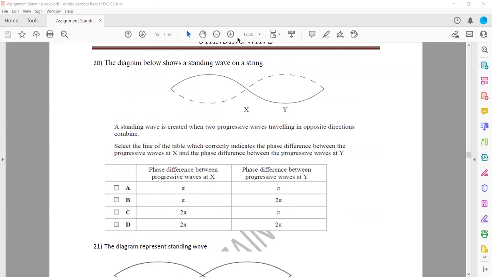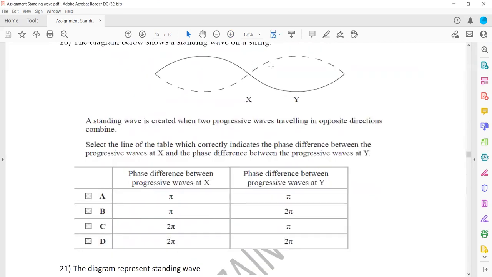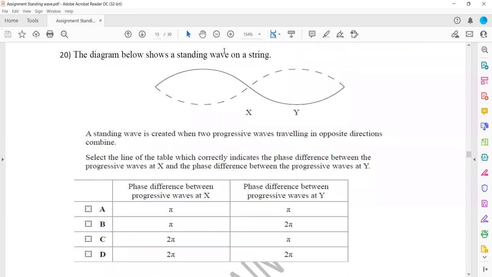So the diagram shows a standing wave. As you can see, we have, what is the phase difference of a progressive wave? Progressive wave means the two waves which combine. This is the result which we see, the result of the two waves. So at X it's a node, and at Y it is an antinode.